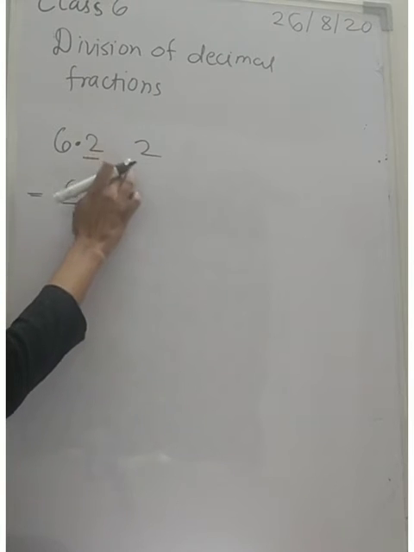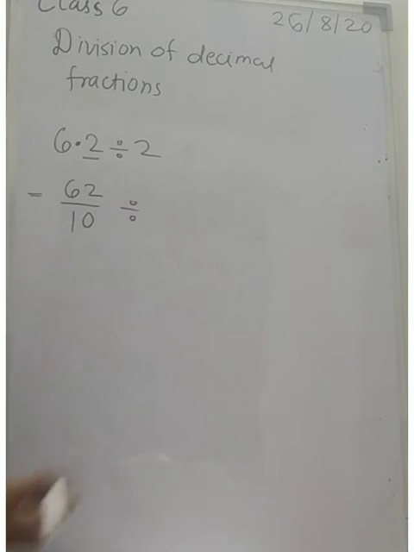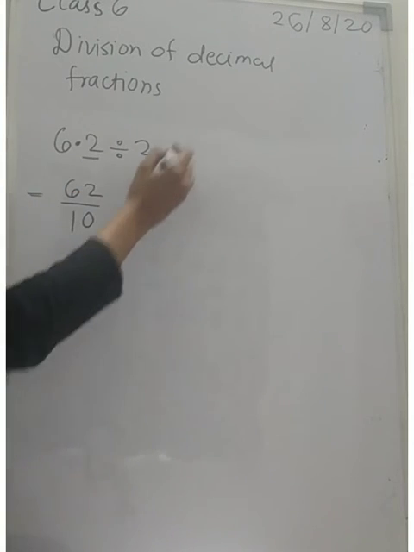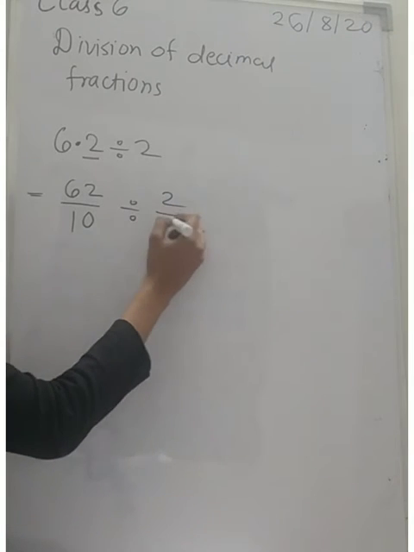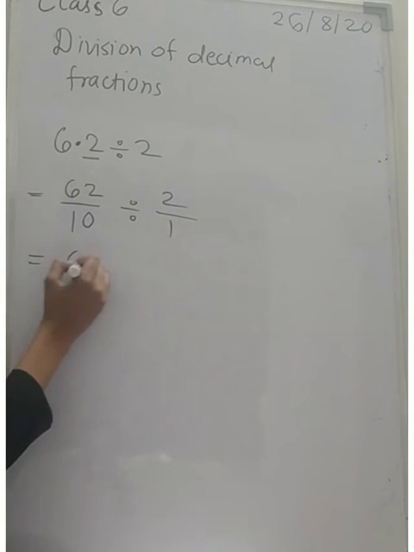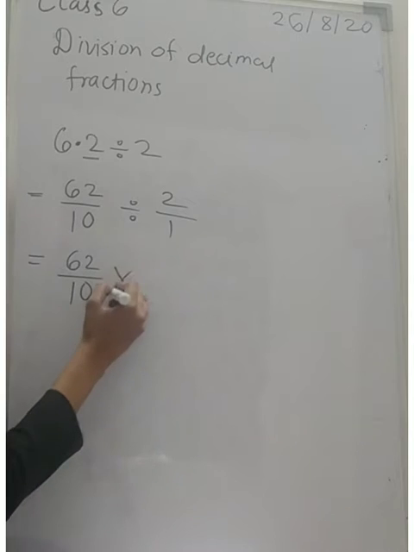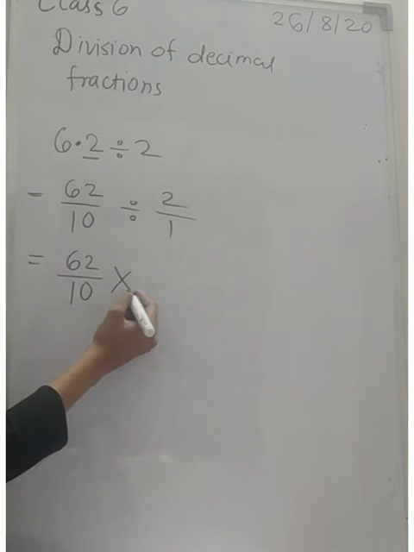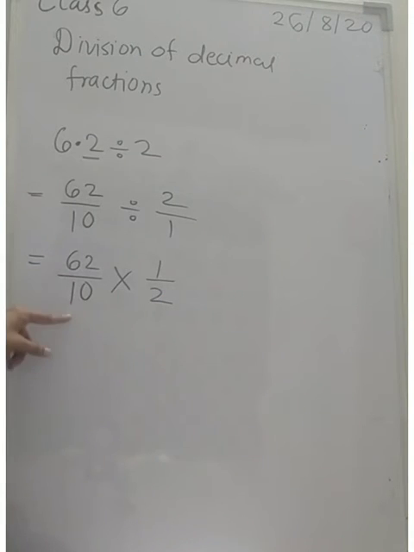This is division. Sorry. So this will be divided by 2. There is no decimal fraction, no decimal point, so I'm just going to write it like this. Okay? And now, how will you divide this 62 upon 10? While dividing, you just have to reverse it. Reverse means division, so you will have to do multiplication of 1 upon 2. Okay, that's how we divide.